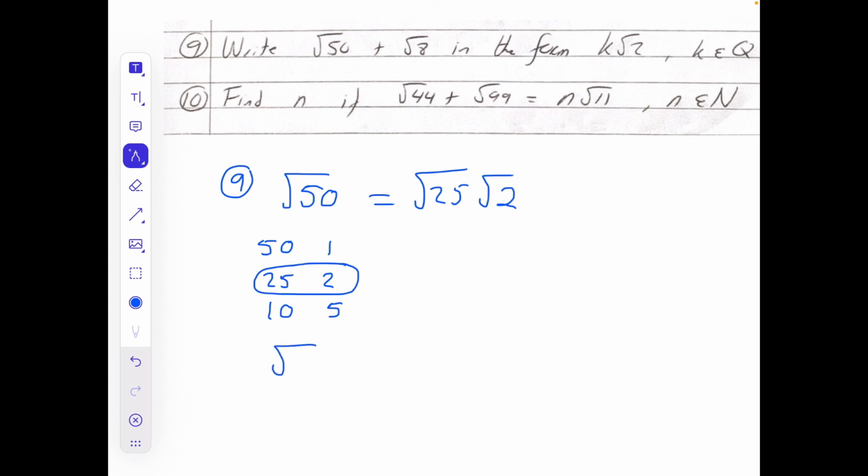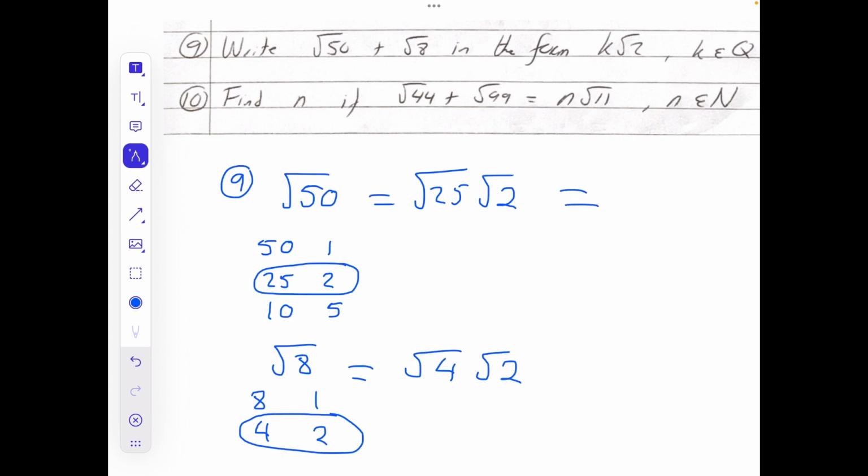Take the next one again, root 8. So what numbers can I multiply to give me 8? I can do 8 and 1 or 4 and 2. I'm going to pick the pair 4 and 2 because it has what we're looking for up here in the question. Okay, so I can say that root 8 is the square root of 4 multiplied by the square root of 2. Now, if you're not sure, you might know this anyway.